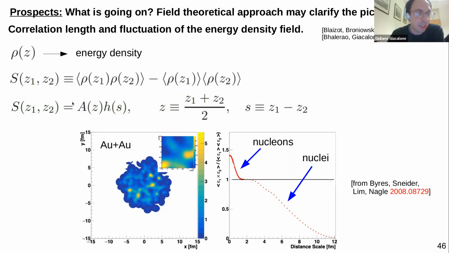And this is typically something that you can split into a part which depends on the amplitude of the fluctuation and the correlation length. Okay, it depends on the distance between the points. I have to give credit again to the authors of this paper who decided to plot the two-point function of an energy density field for gold collisions. And indeed, there is a part related to nucleons and a part related more to the nuclear structure.